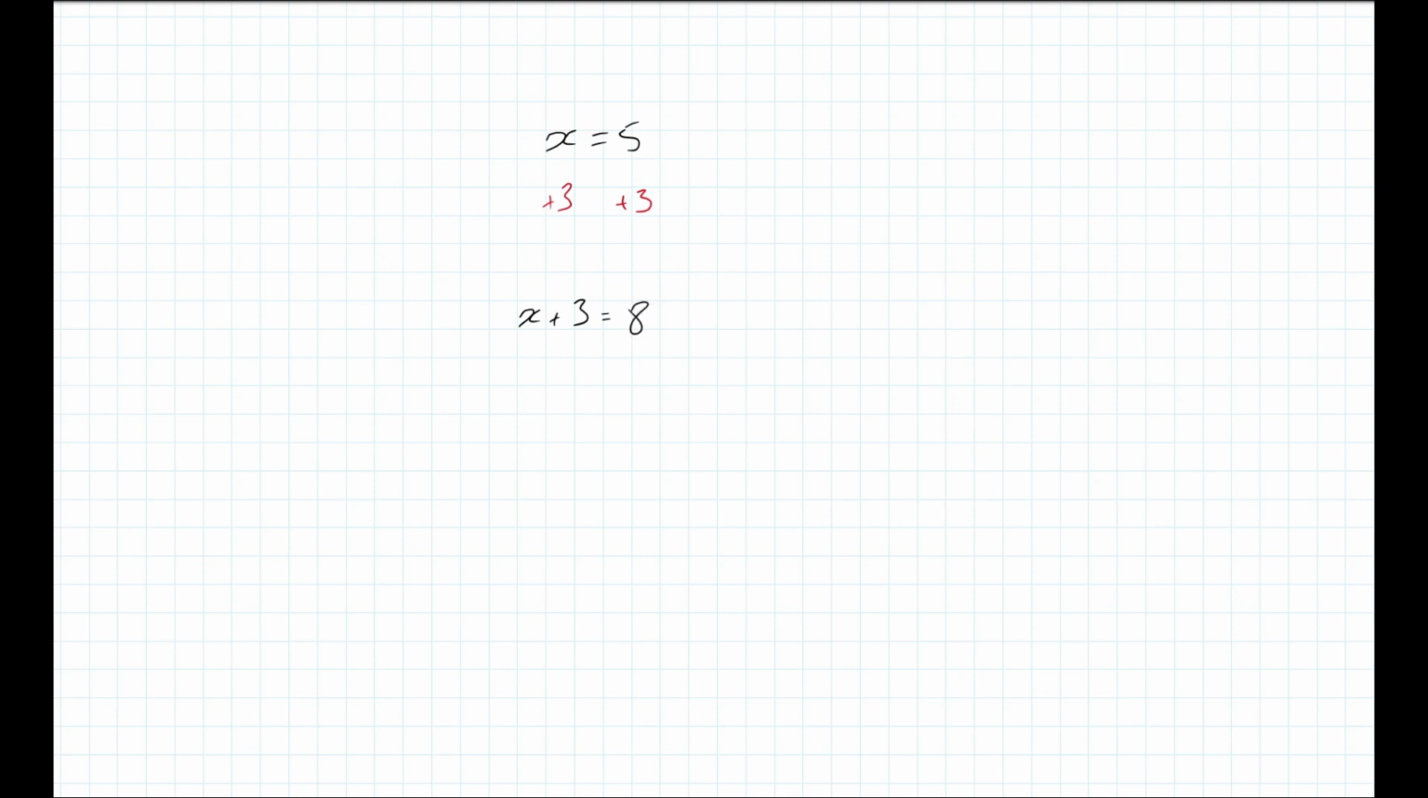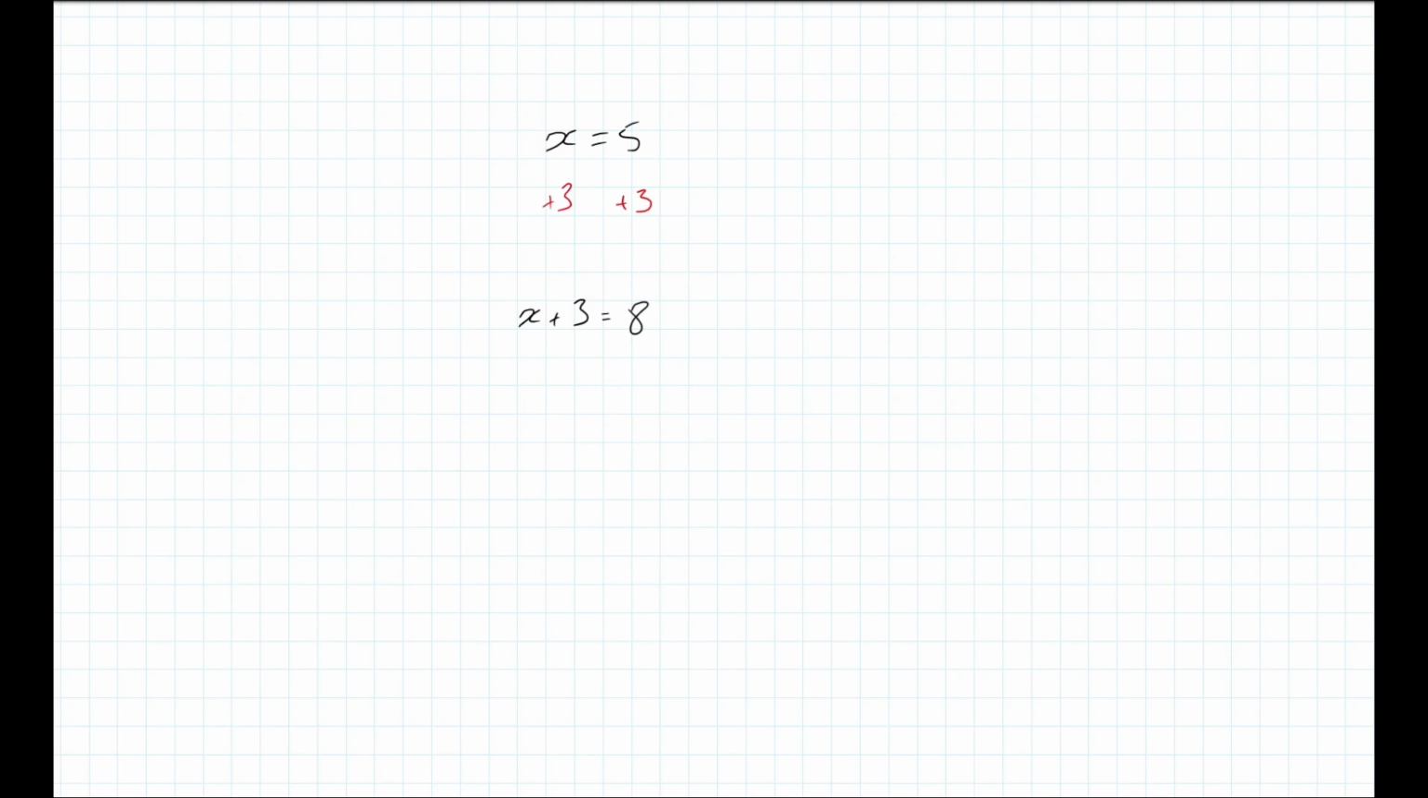Now this makes sense because 5 plus 3 does in fact equal 8. So if you ever do something to one side of an equation, to keep it true, you also need to do it to the other side of the equation as well.